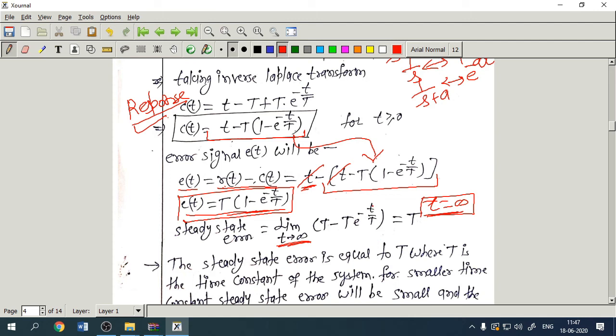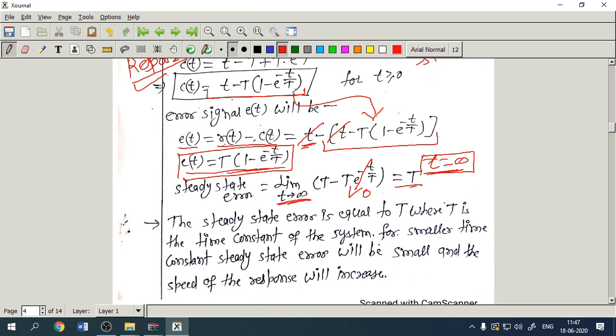Now at t equal to infinity, these terms will be 0. Now the value of the steady state error is capital T. That is, steady state error is equal to T, where T is the time constant of the system. For a smaller time constant, steady state error will be small and the speed of the system will be increased. We will discuss this in the first input also.